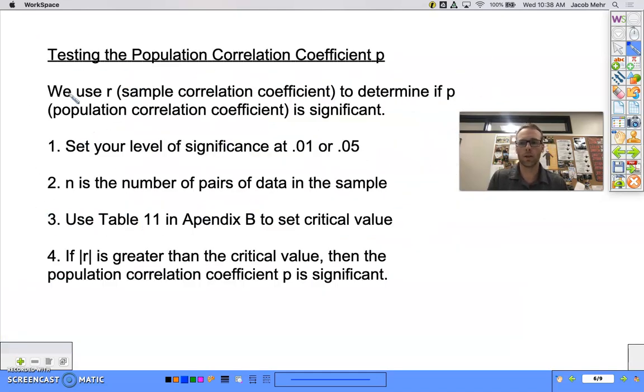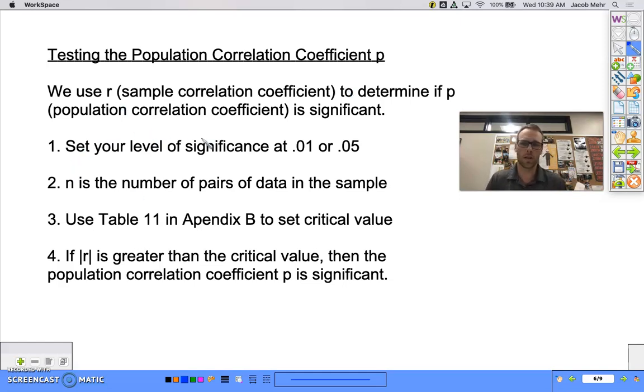We're going to use the correlation coefficient R from our sample to determine if P, which is the population correlation coefficient, also called Pearson's population correlation coefficient, is it significant enough? And what does that have to deal with? Well, we're going to have to consider what the sample size is. That's going to be part of it. We know that the greater the sample size is, the more confident we are in the result that we got from our sample. The smaller the sample size, the less confident we are.